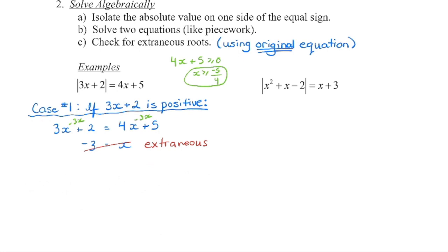So x, in order for this to potentially work, has to be greater than or equal to that -5/4. This is going to give us a negative value on this side, which just won't be possible when we take the absolute value of that side. And now we're going to do the second case.